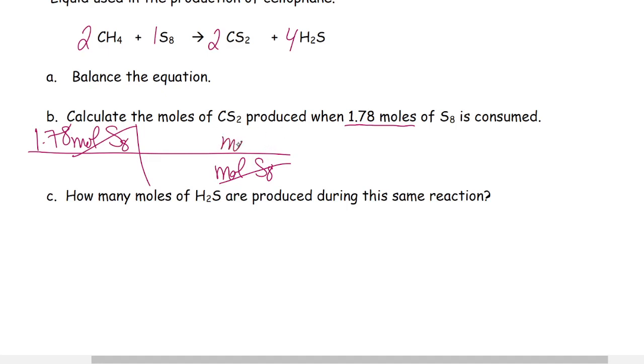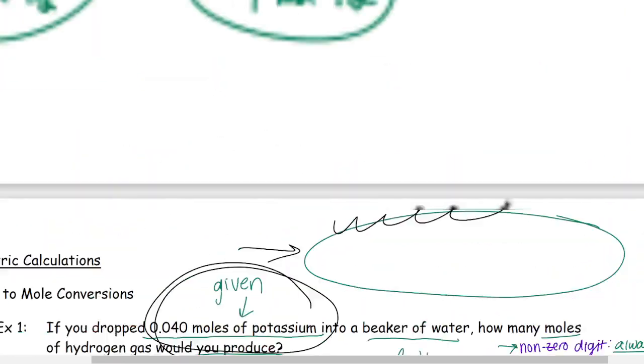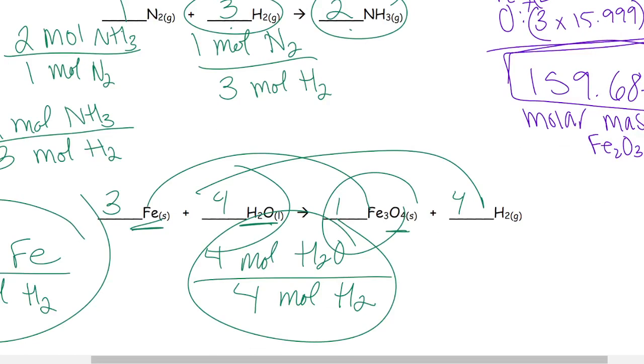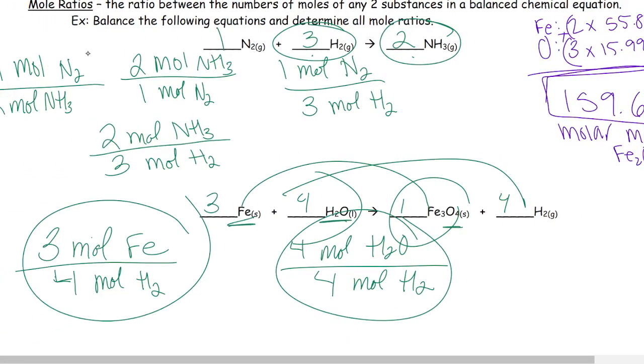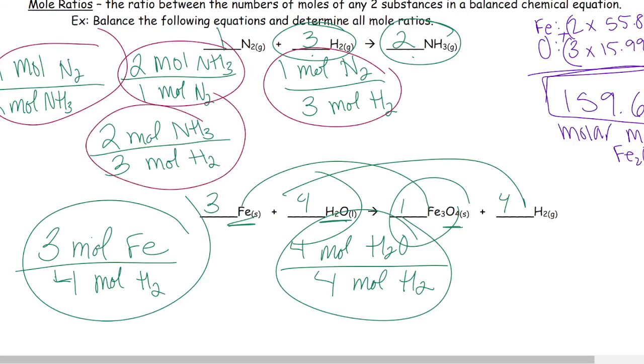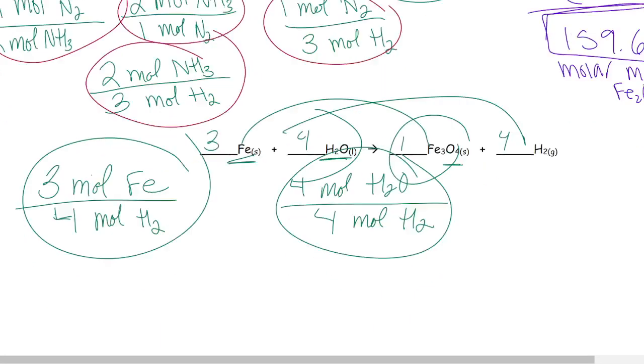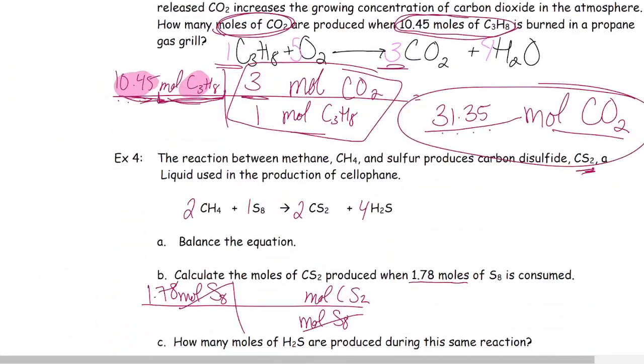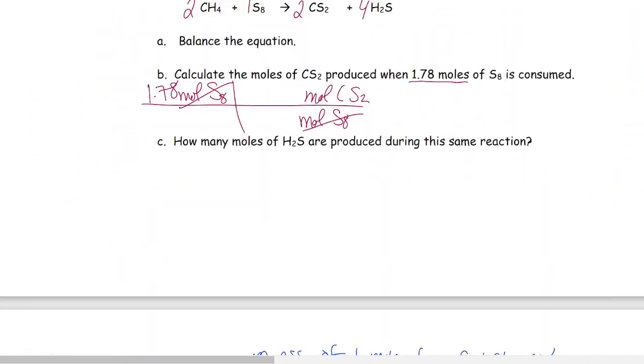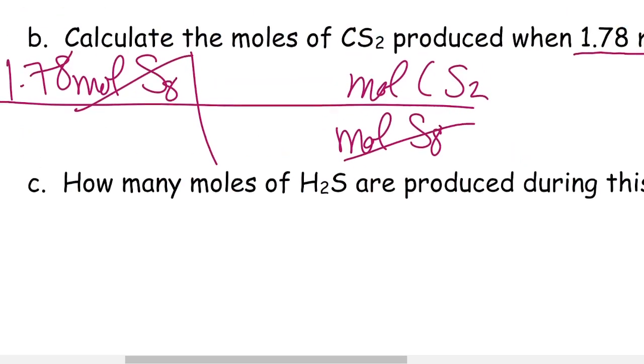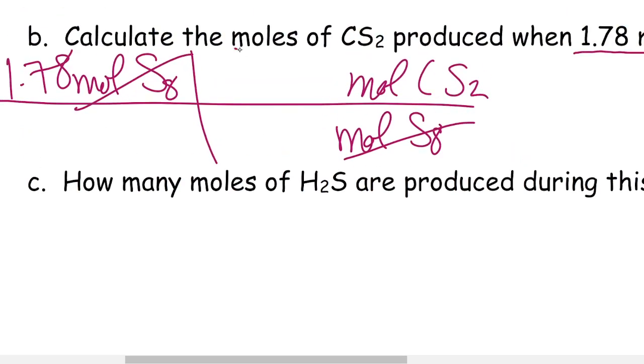Perfect. Moles of CS2. So the whole reason that we did this little section on page one, going back and forth between all these different mole ratios, is to show you that you can write a mole ratio for anything that's in your balanced chemical equation. This tends to be where students get lost, is they don't know where to go next after they bring down their units. So I did that to show you, you can go anywhere really. So you just try to make it be somewhere that's going to help you solve the question.